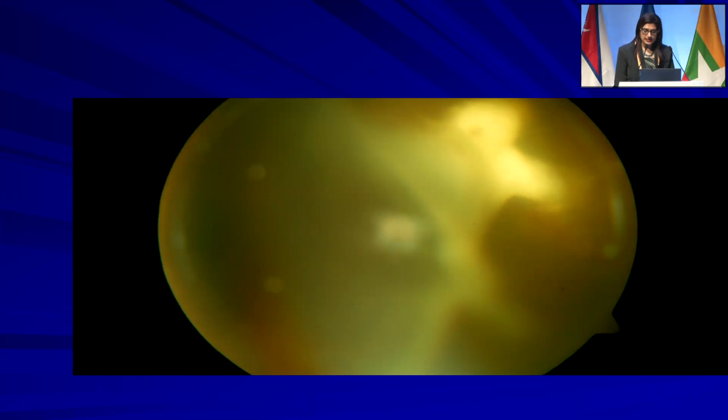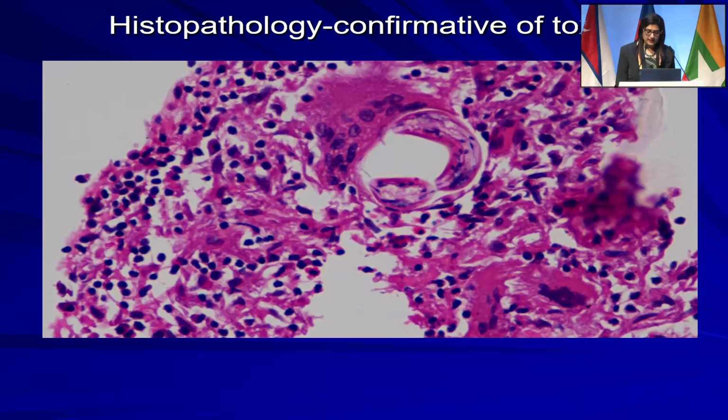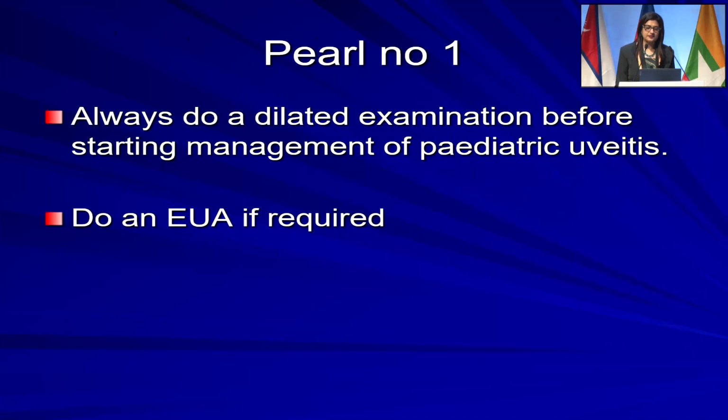So this patient had a toxocara granuloma, which was then later confirmed in histopathology because the patient developed an RD, and we went in and settled the RD. So pearl number 1 is, whenever you think of pediatric uveitis, we tend to think of anterior uveitis. But pediatric uveitis can involve the posterior segment, so always do a dilated examination in a pediatric child before you label the patient as an anterior uveitis.